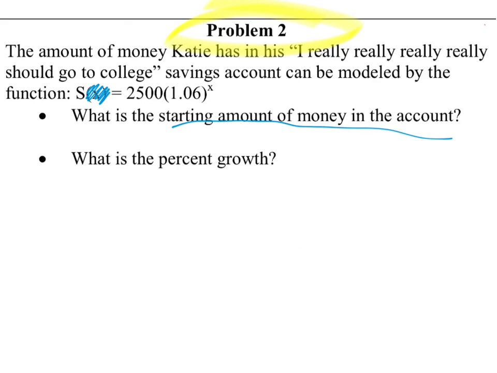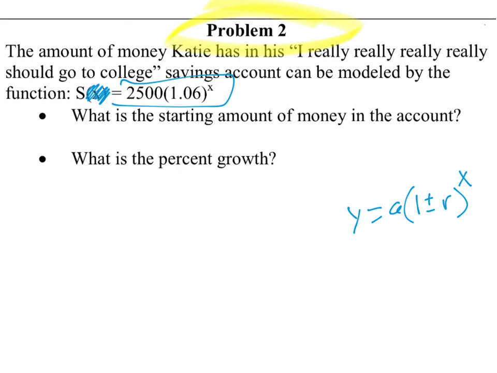So it's asking what's the starting amount of money in the account. To figure that out, you had to remember our formula. For that, it's a times 1 plus or minus your rate as a decimal to the x power. Your starting amount is this guy here, and so we look at our equation, find what number's in that spot, and it's just 2,500, and so that is the starting amount in the account. We'll even put a little dollar symbol on it, $2,500.